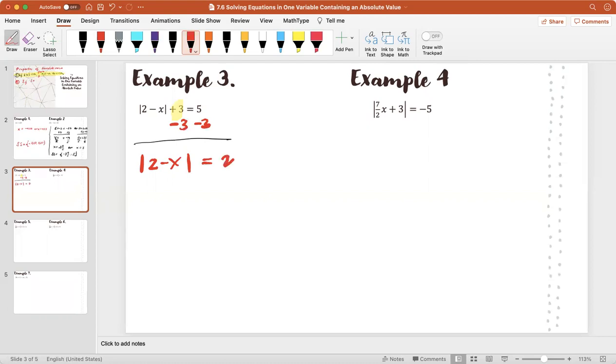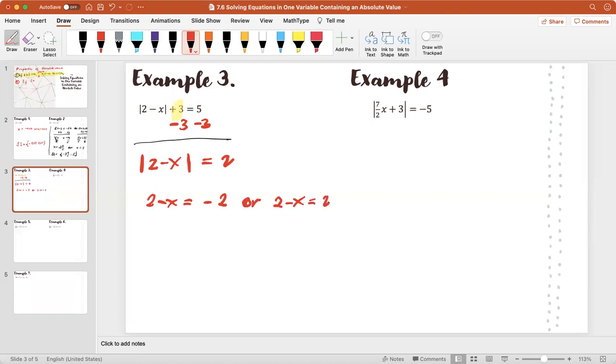That's the only time we can apply the property. There's no number outside the absolute value, then you can apply the property now. So we have 2 minus x equals negative 2, or 2 minus x equals 2.